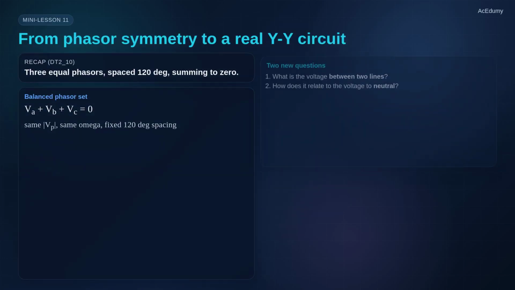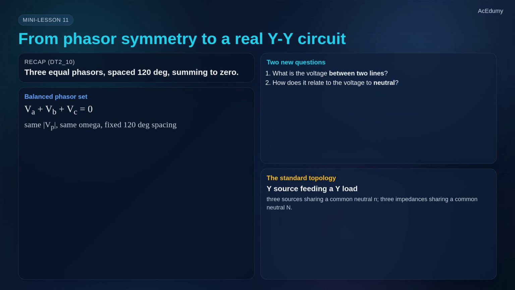In the previous lesson, we saw that a balanced three-phase set is three equal vectors, spaced 120 degrees apart, summing to zero. That picture lives on a phasor diagram. Now we connect it to a real circuit. The most common topology is Y to Y, a Y source feeding a Y load. Once we draw it, two new questions appear naturally. What is the voltage between two lines, and how does it relate to the voltage you measure to neutral?